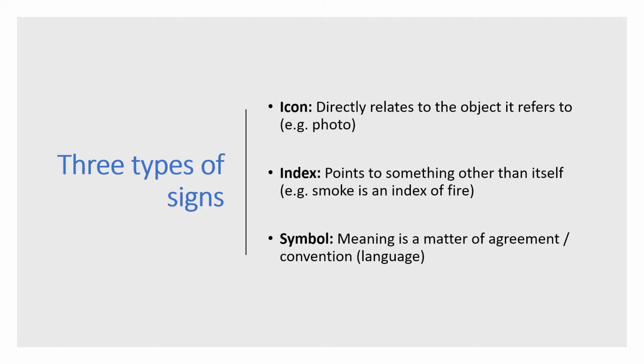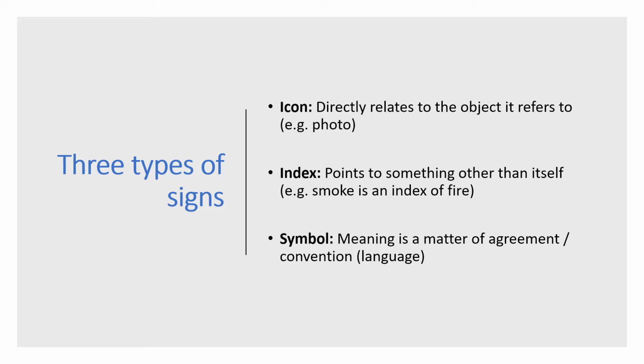An index is a sign which points to something other than itself. The classic example is that smoke is an index of fire. If you see smoke, you automatically equate that with fire. So when we see smoke coming from somewhere, we automatically become either curious or scared and go to investigate, because there's a good chance that something may be on fire. An index is a sign which points to something other than itself, and the smoke points to the fire.